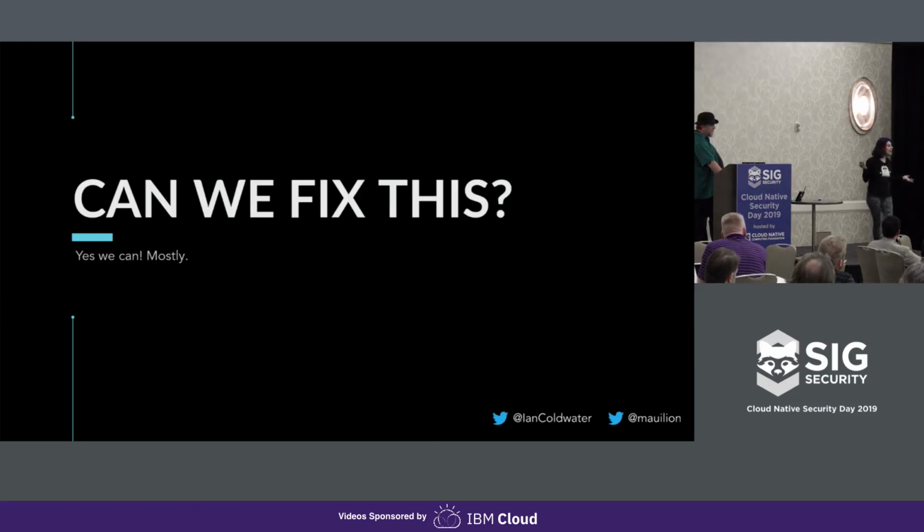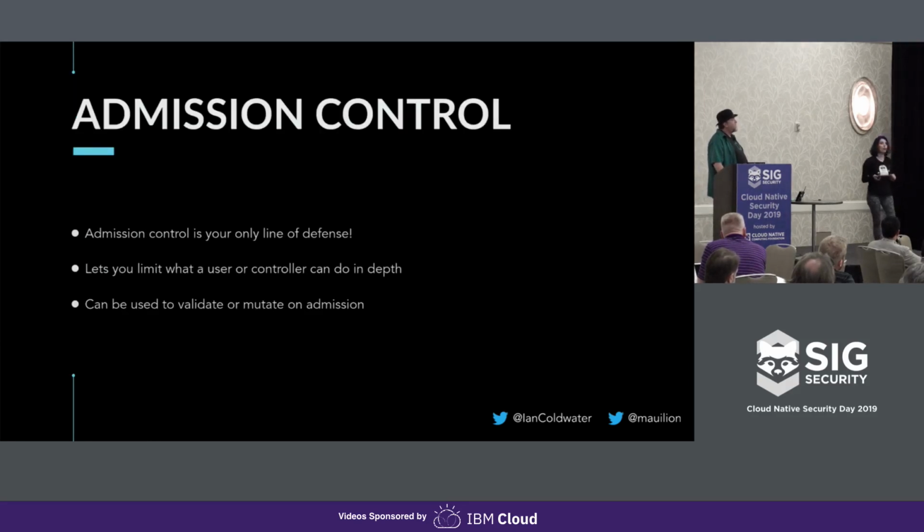So can we fix this? Yes, mostly. And the way that we have to fix this is by use of admission control, which is basically the only line of defense against a lot of the stuff that we've demonstrated here today. It lets you limit what a user or controller can do in depth. You get a lot of granular control over it. And admission control can be validating or mutating.